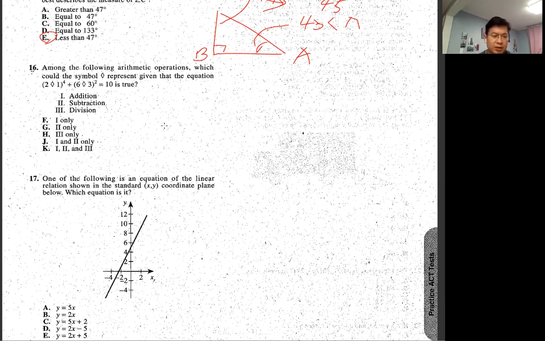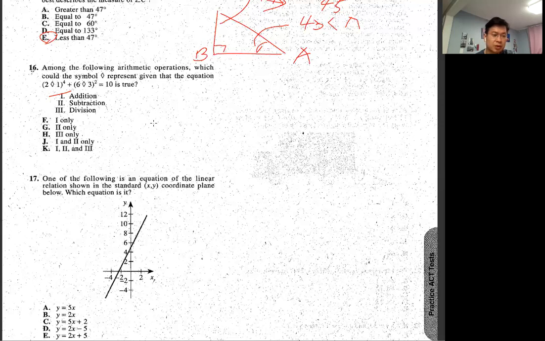following arithmetic operation, which one represents equation true? Okay. Addition, subtraction, which could the symbol of this represent? Okay, let's figure it out. Something fourth squared 10. Let's say addition. This the 2 plus 1 is 3. 3 to the fourth is too big. So addition doesn't make sense.